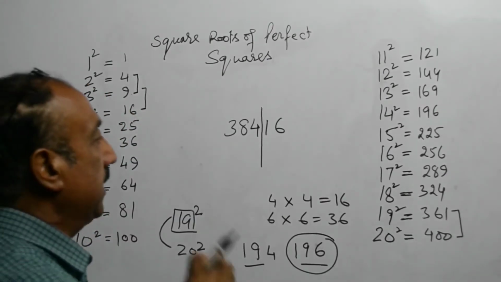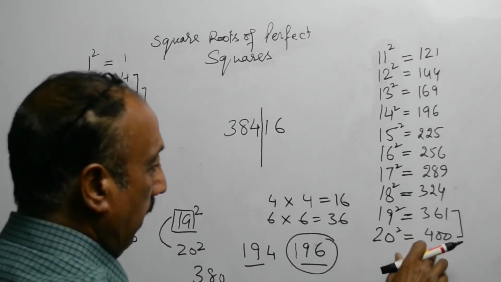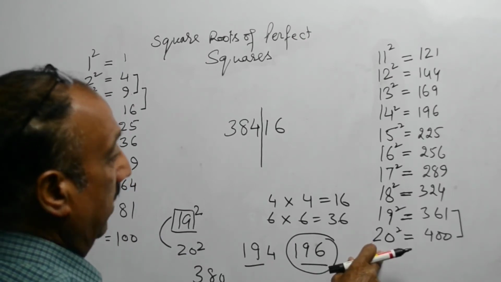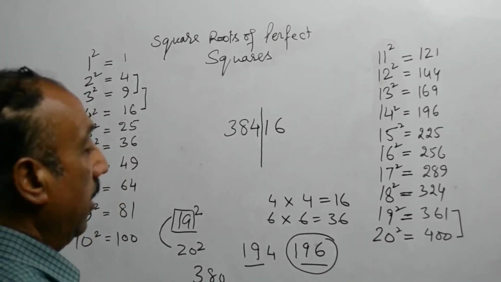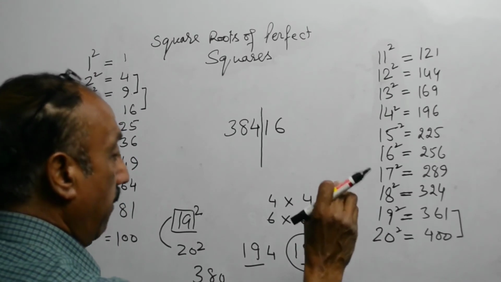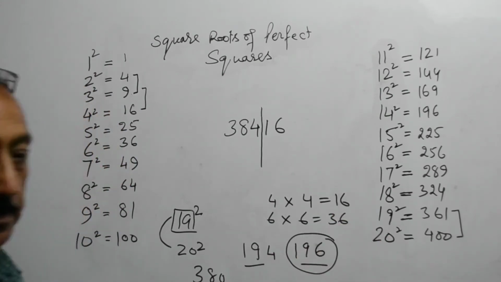So with the help of this method, we can find out the squares of numbers up to 40,000, because I am assuming that we are going to learn the squares up to 20. To take the maximum benefit of this method, we must memorize the squares up to 20.